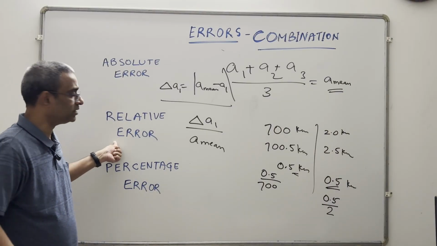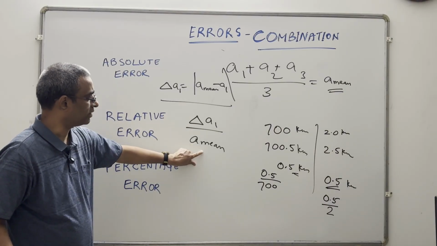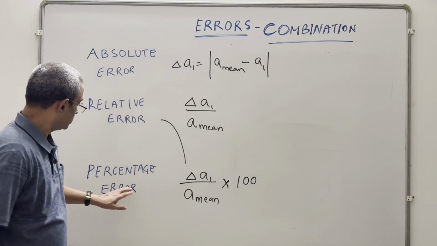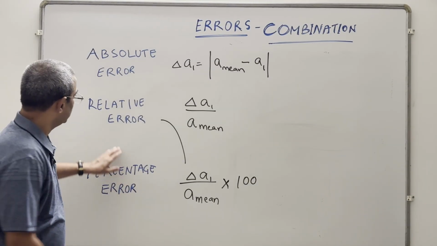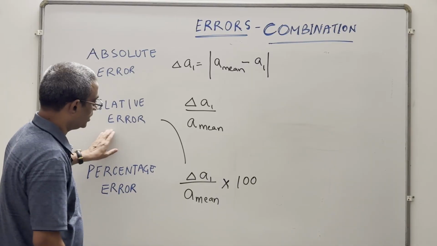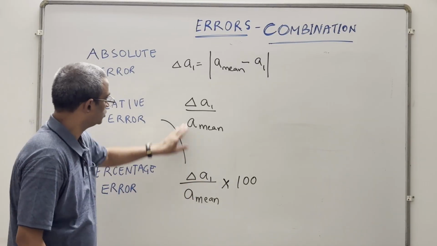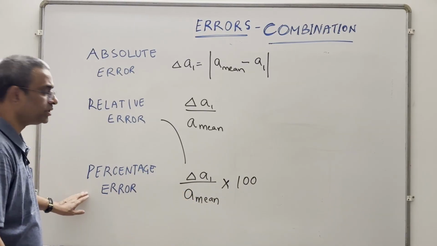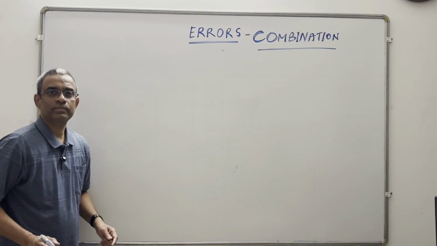So the relative error is the absolute error divided by the true value or the mean value. Percentage error is relative error multiplied by 100. So delta A1 by A mean into 100 gives the percentage error.